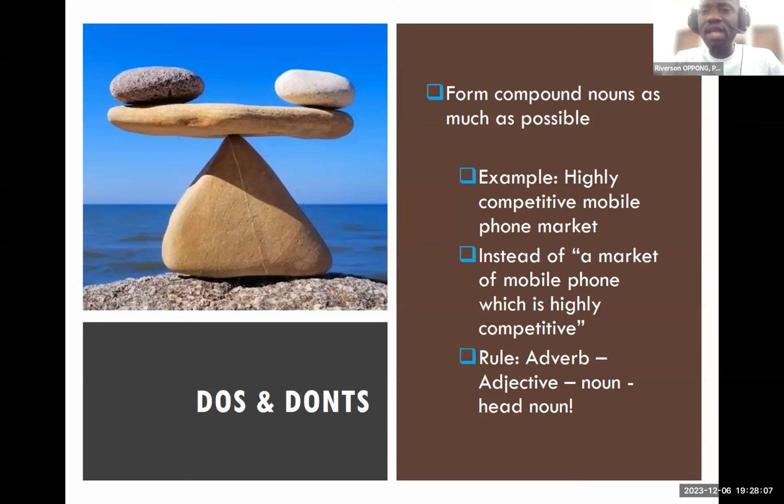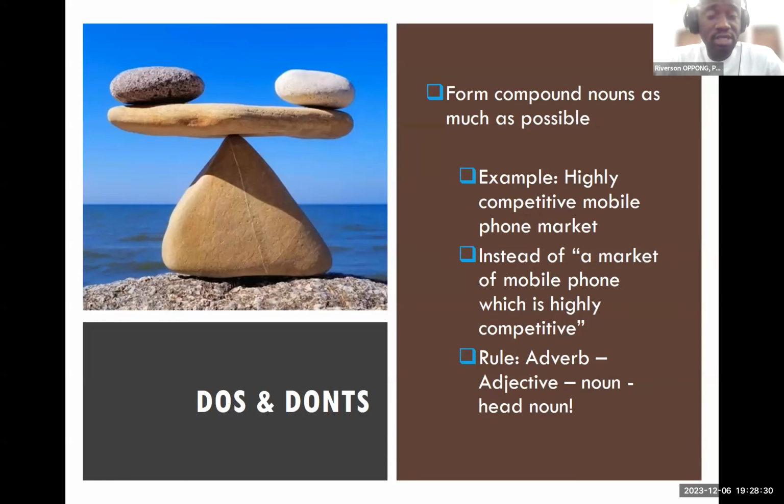Let's try to form compound nouns as much as we can. All right. So example, a highly competitive mobile phone market. And the formula is very simple. You pick your adverb, your adjective, your noun, and the head noun. The head noun is what? It is the market.